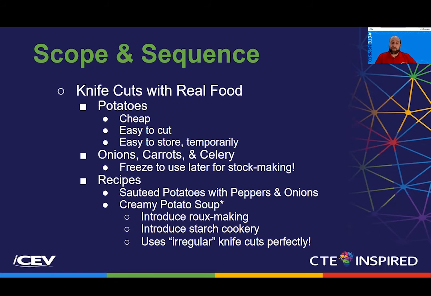The recipes that I use for this, I'll make Southern style sauteed potatoes. So they're just potato cubes with onions, pepper, and salt. And then we'll also make creamy potato soup. This introduces roux making, introduces starch cookery, and is a really good use of those irregular knife cuts because you know what? If those itty bitty pieces of potato break down, that's less roux that I have to add to my soup because all of that starch is already going to be in there, thickening that up with potato.